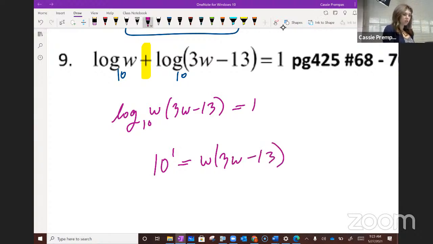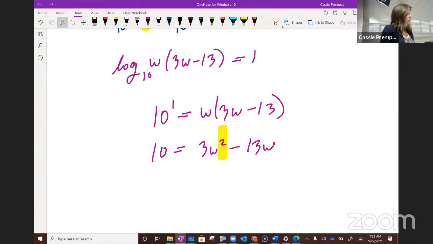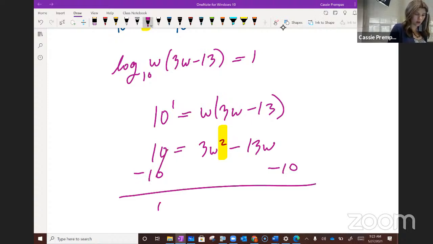Now, if I start distributing that w, I see that I have 3w squared minus 13w. This is a quadratic. How do we solve quadratics? Yeah, factor or what formula? We do have to minus the 10 because we have to set it equal to 0 before either of those methods work, factoring or quadratic formula.